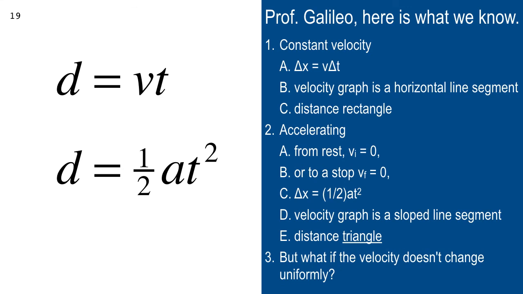But now, here's what I want to ask you. What if the velocity does not change uniformly? In other words, what we were working with was a triangle with a straight hypotenuse, always dipping at the same dip rate, same slope. But what if you have something that doesn't change uniformly? Well, we're going to talk about that now.